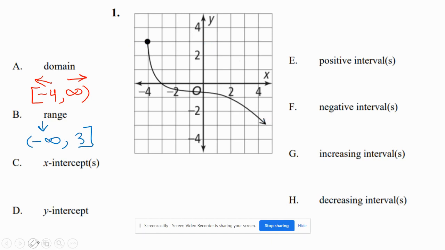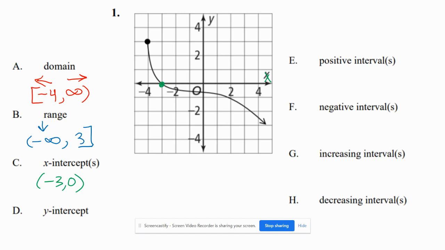Okay, next thing we want to know is x-intercept. So where does it cross the x-axis? Here's the x-axis. It crosses it only once at that point right there, which is the x value -3, the y value 0, because you're not going up or down.